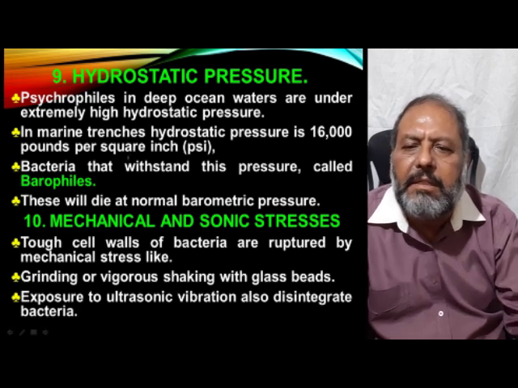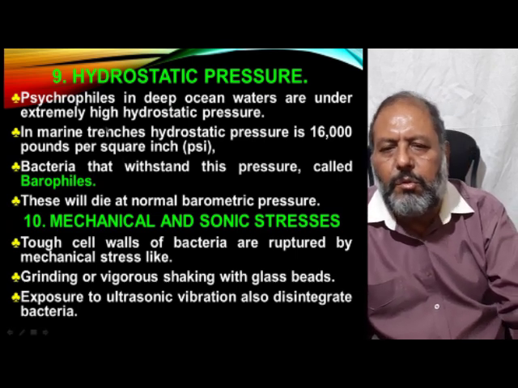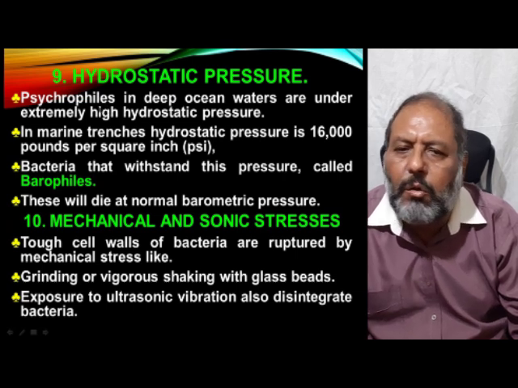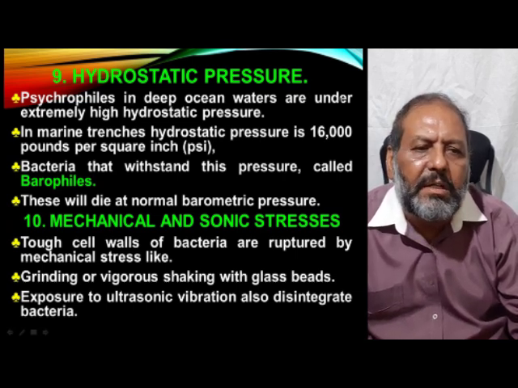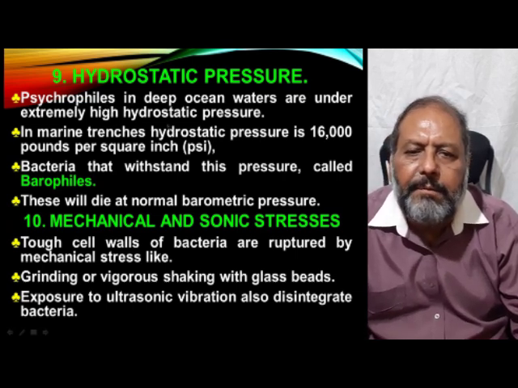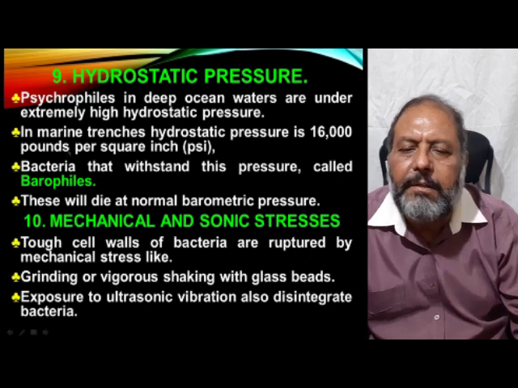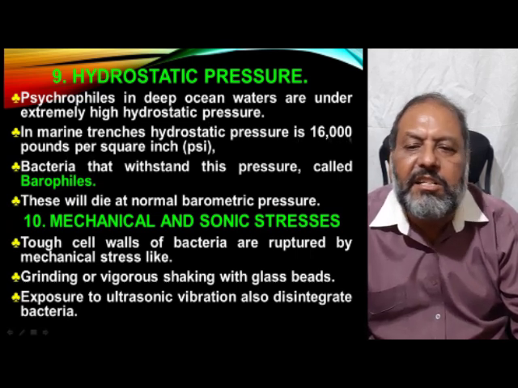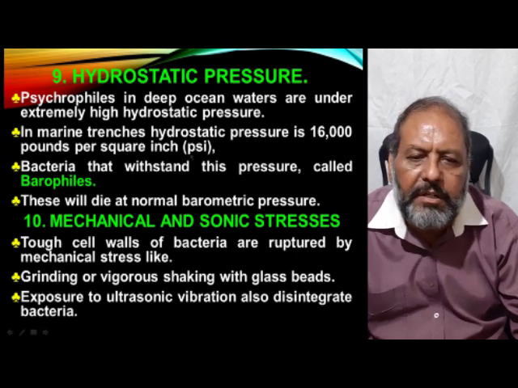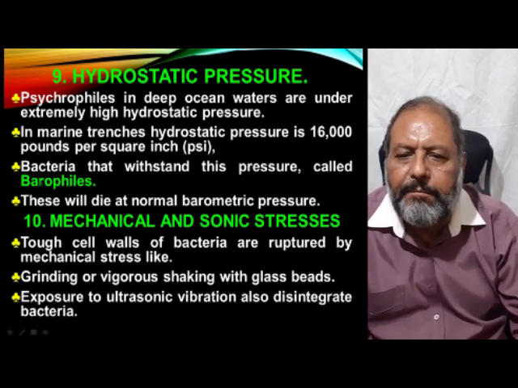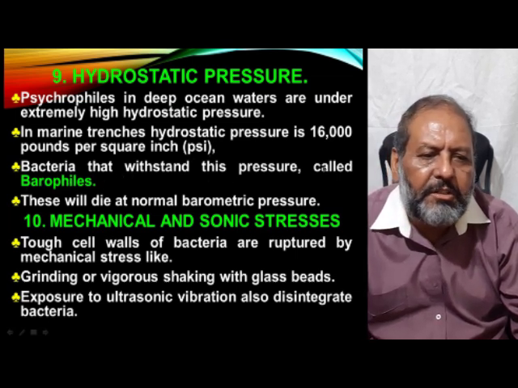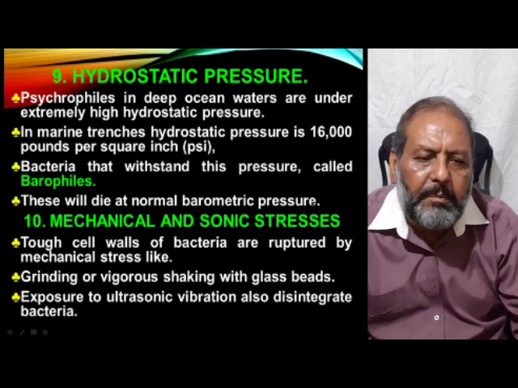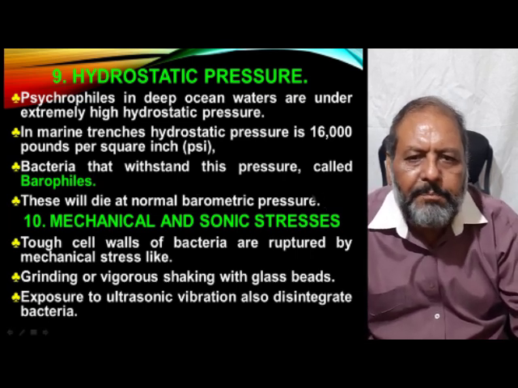Hydrostatic pressure, psychrophiles, as you know, these are the bacteria which can live in extreme cold. In deep ocean, waters are under extremely high hydrostatic pressure. In marine trenches, hydrostatic pressure is about 16,000 pounds per square inch, psi. Bacteria that withstand this pressure are called barophiles. These will die at the normal barometric pressure.